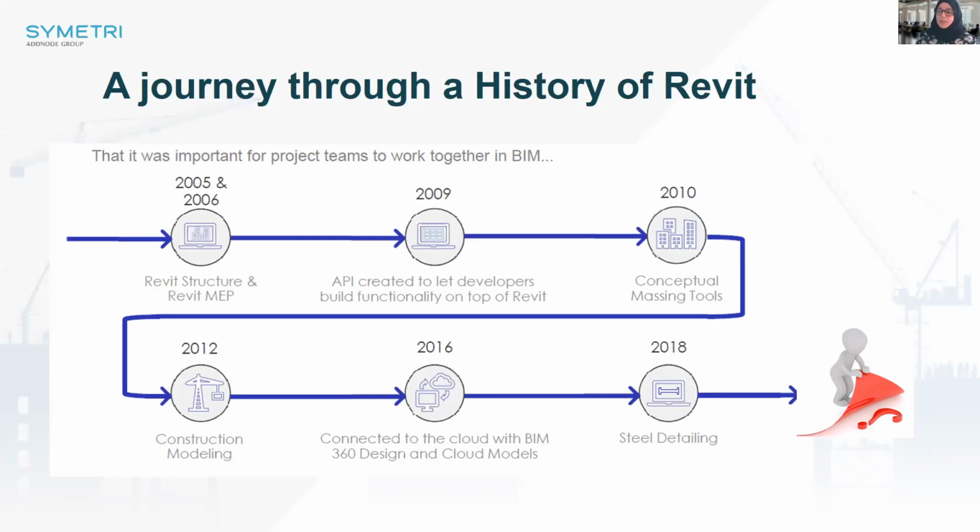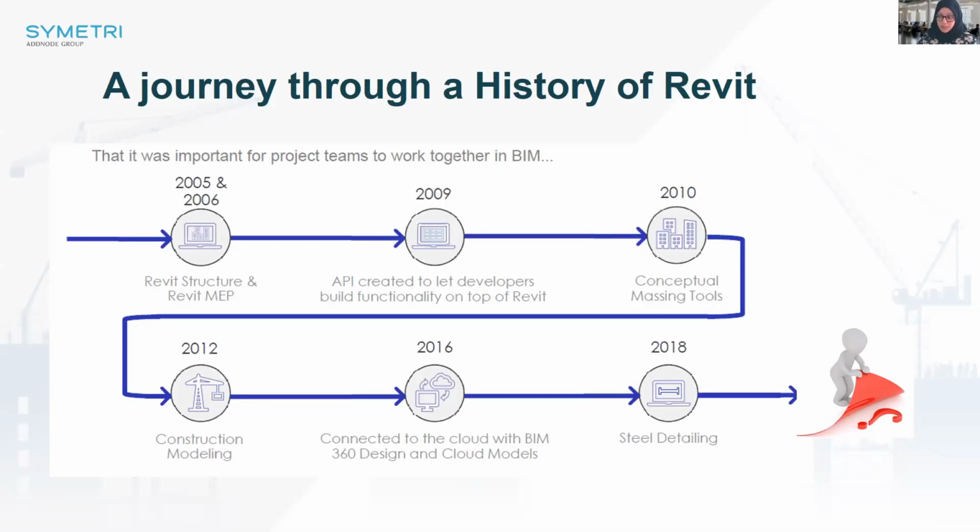But if we have a look from 2005 and 2006, Revit structure and MEP were developed. So it's no longer just architecture. So structure and MEP was there within Revit as well. 2009, API was created to let developers build functionality on top of Revit. So this is where we get our own technology and plugins that we might have seen previously. Then we have 2010, when conceptual massing tools had arrived. When I first seen this diagram, I actually joined Revit in the 2010 feature. So I was thinking, when was concept massing never there? So it's quite interesting for me to see that it was developed in 2010.